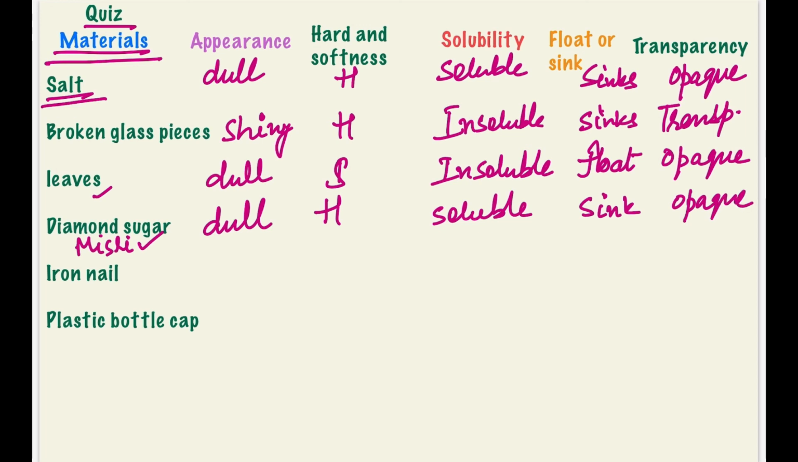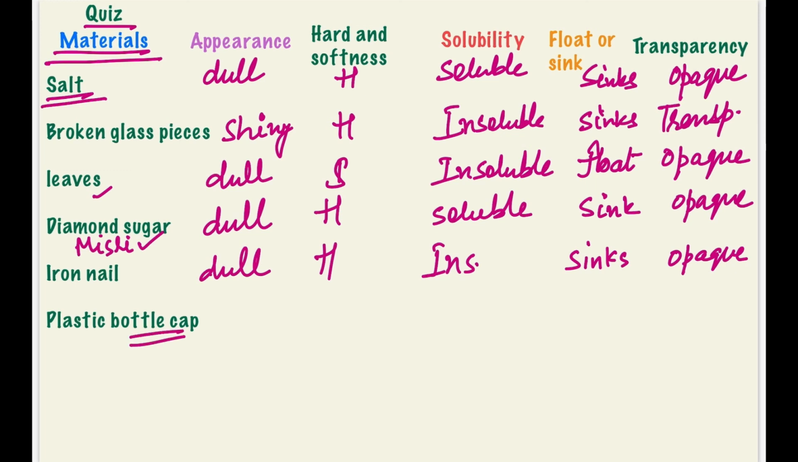Iron nail is dull by appearance. Again it is a hard substance because it is a metal. Soluble, no, we cannot dissolve it, so insoluble. Float or sink, it sinks in water. And transparency, again it's an opaque substance.